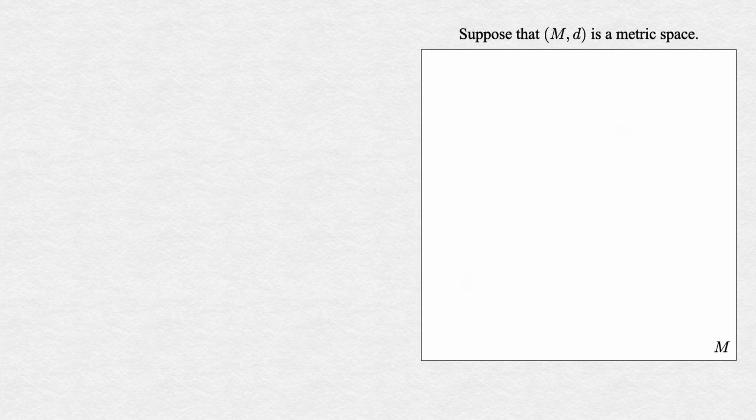Suppose that (M, d) is a metric space. Our metric M allows us to define open sets in M, which are the central concept in topology, the mathematical study of shape at its most abstract level. So what is an open set?